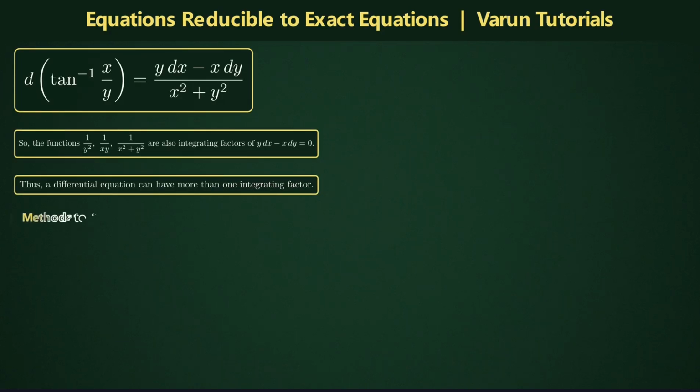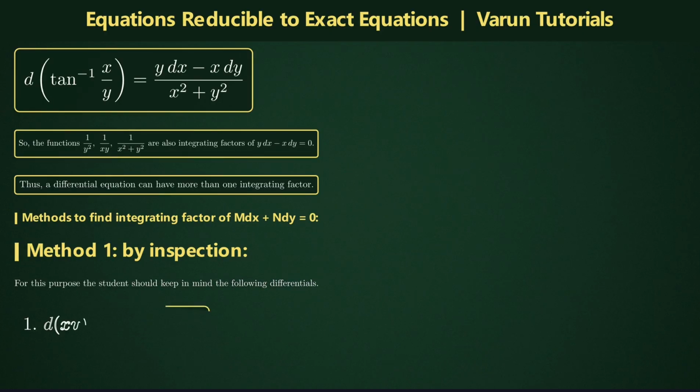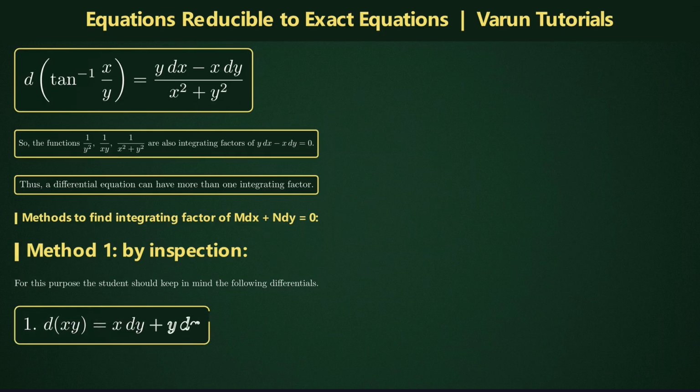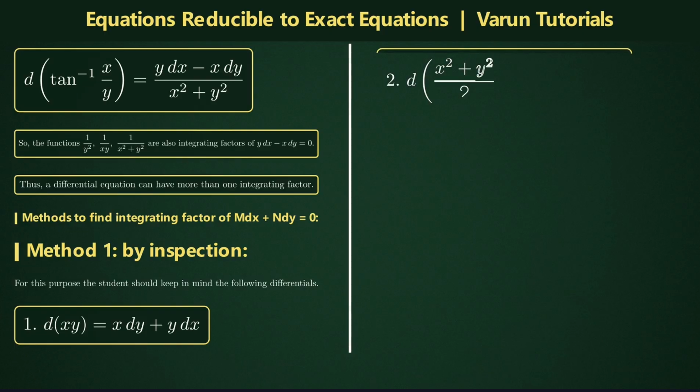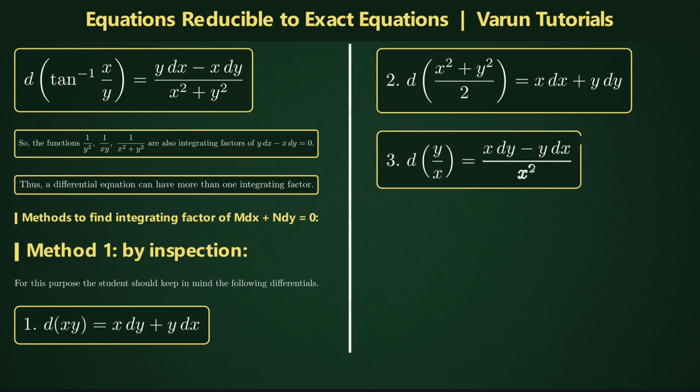Now let's discuss the methods to find integrating factors of Mdx plus Ndy equals 0. Method 1, with some experience, integrating factors can be found by inspection. For this purpose, the student should keep in mind the following 10 standard differentials. First, the differential of x times y is equal to x dy plus y dx. Second, the differential of the quantity x squared plus y squared over 2 is equal to x dx plus y dy. Third, the differential of y over x is equal to x dy minus y dx, all over x squared.